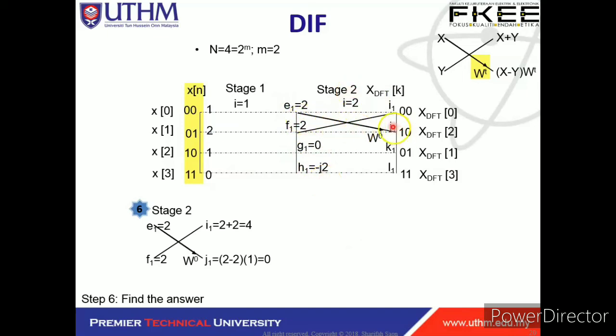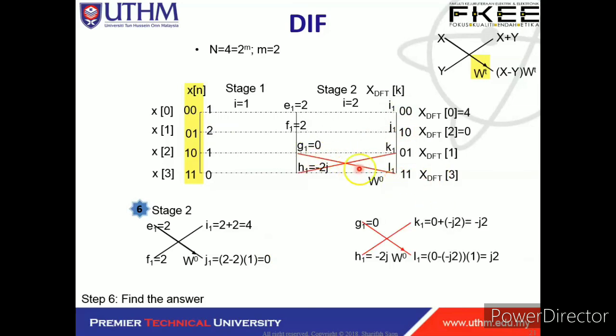Next is stage 2. For the third butterfly, the first point we have E1 equals to 2, and the second point we have F1 equals to 2. To calculate I1, x plus y, or E1 plus F1, we will get 4. To calculate J1, we have x minus y multiplied with W^t. So 2 minus 2 multiplied with W0, which is 1, we will get 0. So the value of I1 is equal to 4, and J1 equals to 0.